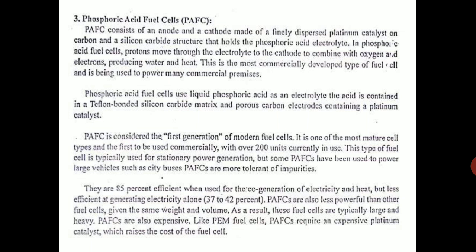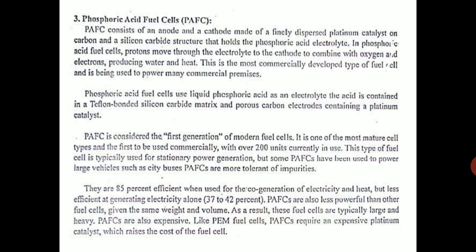Phosphoric acid fuel cells are considered the first generation of modern fuel cells. It is one of the most mature cell types and is being used commercially, with over 200 units currently in use. This type of fuel cell is typically used for stationary power generation, but some PAFCs have been used to power large vehicles such as city buses. These PAFCs are more tolerant to impurities. We have seen that CO2 is an impurity, sulfur is an impurity, even particulate matter are impurities, but these are tolerated because we are using platinum as a catalyst.